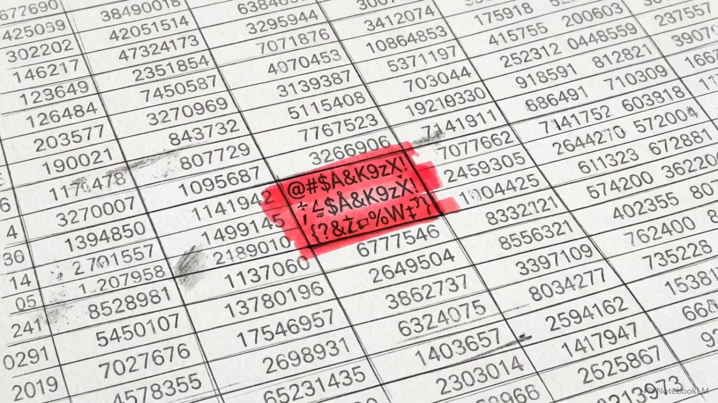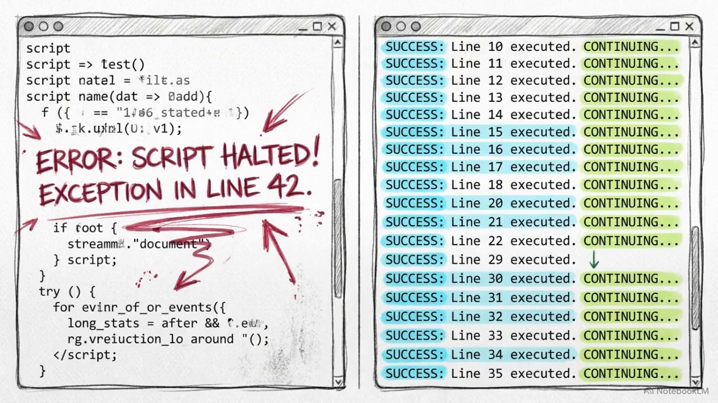A standard loop expects perfect uniformity. When processing millions of rows, a single rogue data point halts the entire execution. You need a way to catch these errors and keep the program moving.